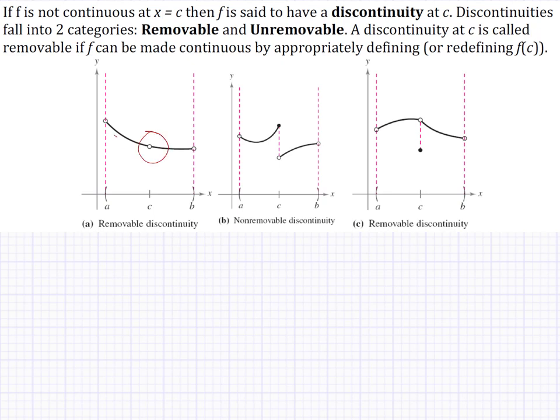The function doesn't exist, but the limit from both sides does. This one is a removable discontinuity. The function exists, it's not equal, but the limit does exist.